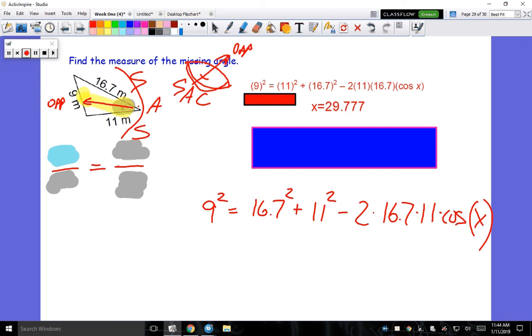For the satellite thing, why did you put sine angle C? Oh, because I'm crazy? That's an S. Okay, thank you for that catch.